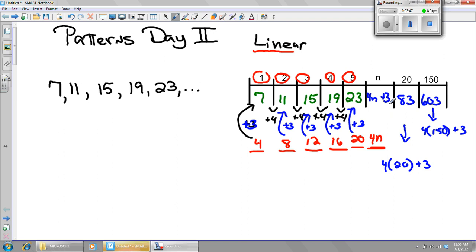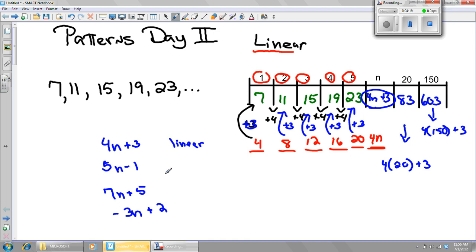All right, so our answer was this 4n plus 3. I'm going to write that over here, and I'm going to tell you that it's linear. It generates a linear pattern. I'm also going to tell you that this one is linear, and this one here is linear. These are all linear patterns. I could have two negatives, and it would still be linear, just like that. Now, I'm not going to tell you why it's linear yet.